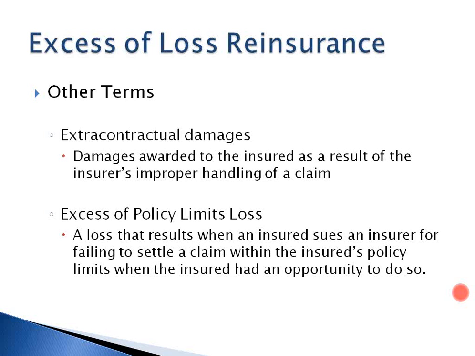And these are damages awarded to the insured as a result of the insurer's improper handling of a claim. So the idea being that if I'm the primary and I have my own adjusters and they didn't handle it properly, they screwed up, they did a couple different things, it could be that the reinsurer can go after damages. You know, from an indemnification standpoint, they're still going to pay the claim, but then they're going to go after, probably after the fact, and say, you know, you owe us money because this wasn't handled properly.